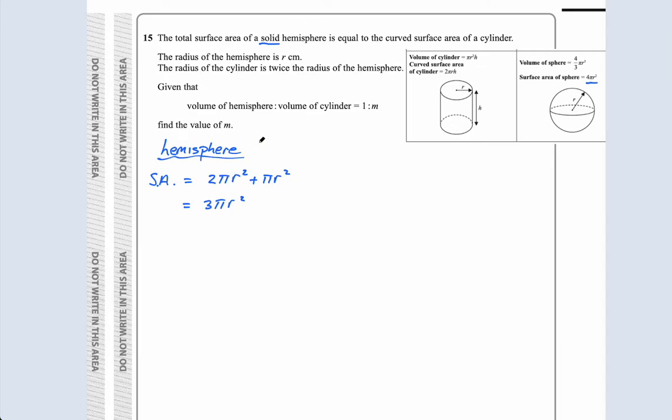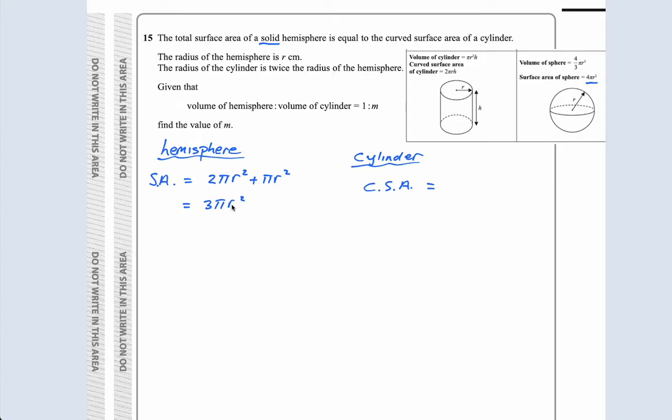It says this is equal to the curved surface area of a cylinder. The cylinder, the curved surface area, so just be careful, there's the surface area and the curved surface area, CSA, that is equal to pi r squared h. But wait, it says the radius of the cylinder is twice the radius of the hemisphere.